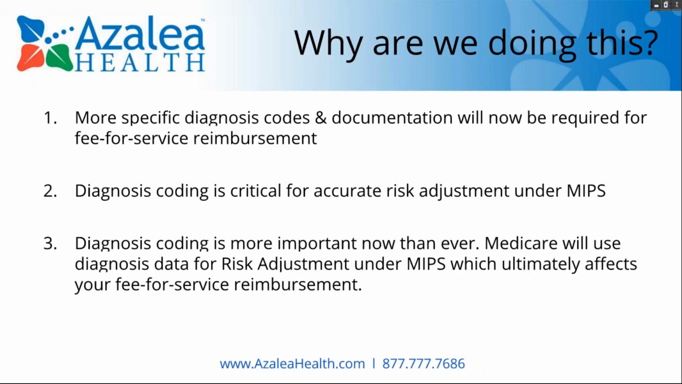And then number three, it's more important now than ever. A lot of times it was like, let's just go with unspecified hypertension back in the ICD-9 days and roll with it. You know what I mean? We don't need to worry about it. There were no negative repercussions if we didn't get more specific, and now there will be. And this is ultimately going to affect the reimbursement. And so this is more important now than ever. And so that's why we're focusing on it. That's why we're having the webinar today.